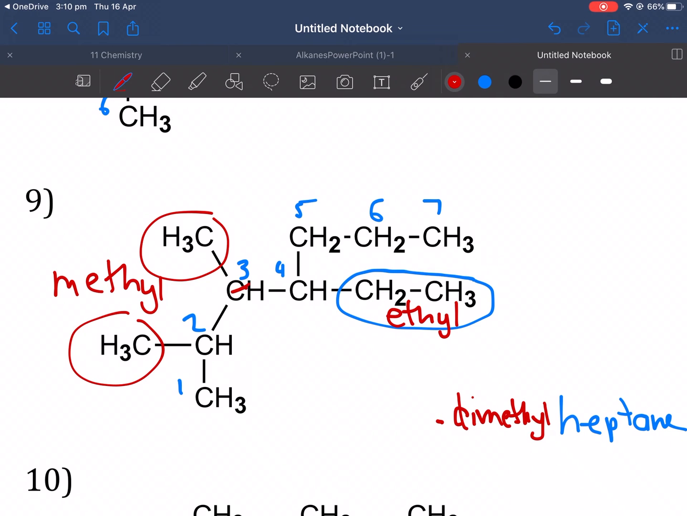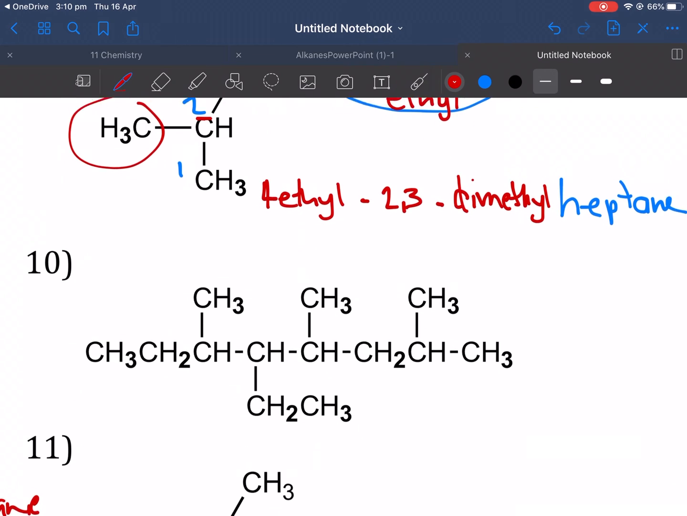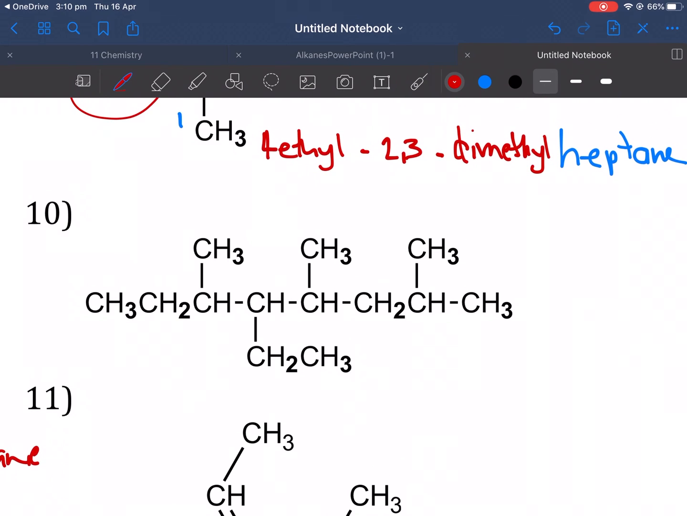It is a 2, 3. So we've got our 2 numbers there. I'm going to do a dash. And then it is a 4-ethyl. So 4-ethyl 2, 3 dimethyl heptane. That was probably the most messy one of those, but that's fine. Hopefully this is making sense to everybody.